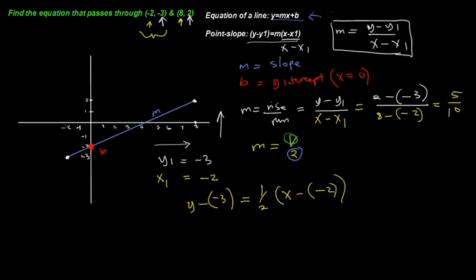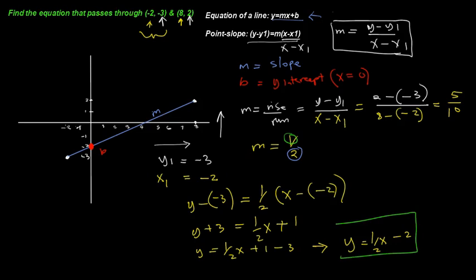Okay, so y plus 3 is equal to 1 over 2 x. We open the bracket here, we have plus 1, and therefore y is equal to 1 over 2 x plus 1 minus 3, and the solution here is y = 1/2 x minus 2. This is your equation by finding using the points.